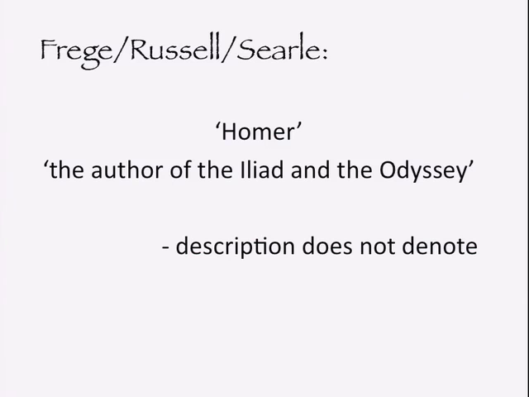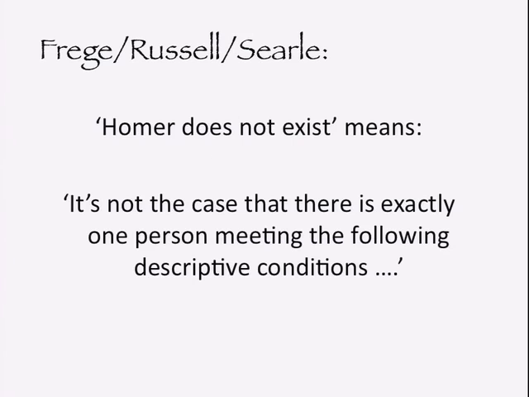Now, Frege and Russell and Searle have got a really clear, plausible explanation as to how that could be. If you say Homer does not exist, well, the name Homer is equivalent to a description, the author of the Iliad and the Odyssey or something like that. And what you're saying is this description does not denote anything. There's nothing that matches that description. But suppose, as I'm recommending, you reject that and you say Homer never means the same thing as a description. How can it be that the name Homer makes sense, but it doesn't refer to anything? For Frege and Russell and Searle, a remark like Homer does not exist has a perfectly clear meaning: it's not the case that there is exactly one person meeting the following descriptive conditions.